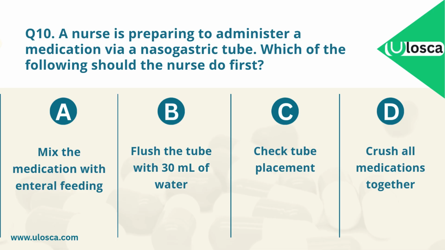Question 10. A nurse is preparing to administer a medication via a nasogastric tube. Which of the following should the nurse do first? A. Mix the medication with enteral feeding. B. Flush the tube with 30 milliliters of water. C. Check tube placement. D. Crush all medications together. Which one is the correct answer?